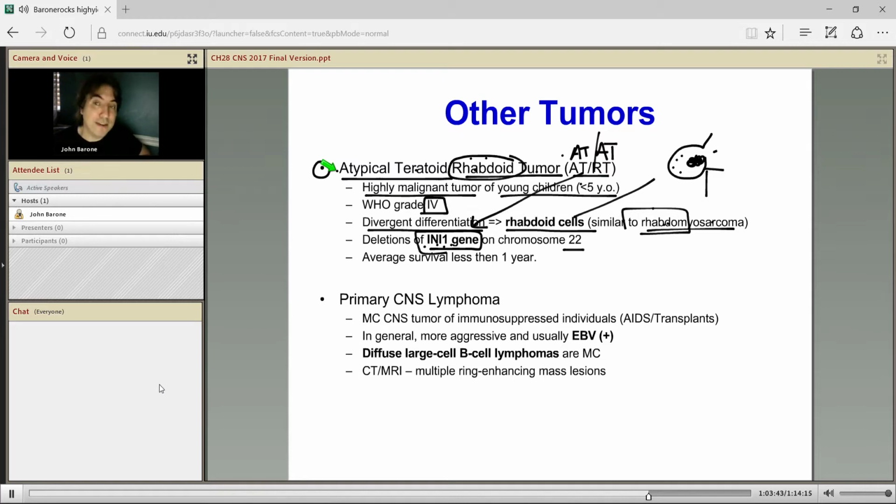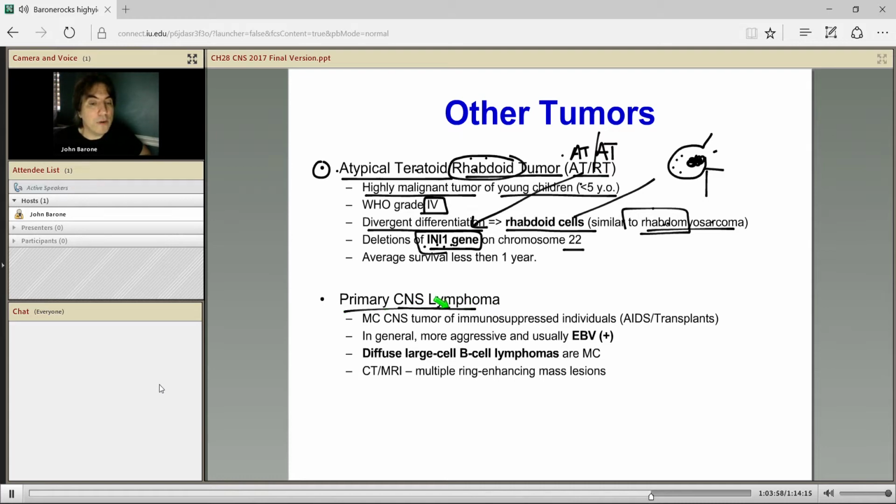Again, not very tested because this is very rare. Very rare tumor. It's like 200 cases a year. It's very rare. And then when it does occur, unfortunately, it's very lethal, very bad.